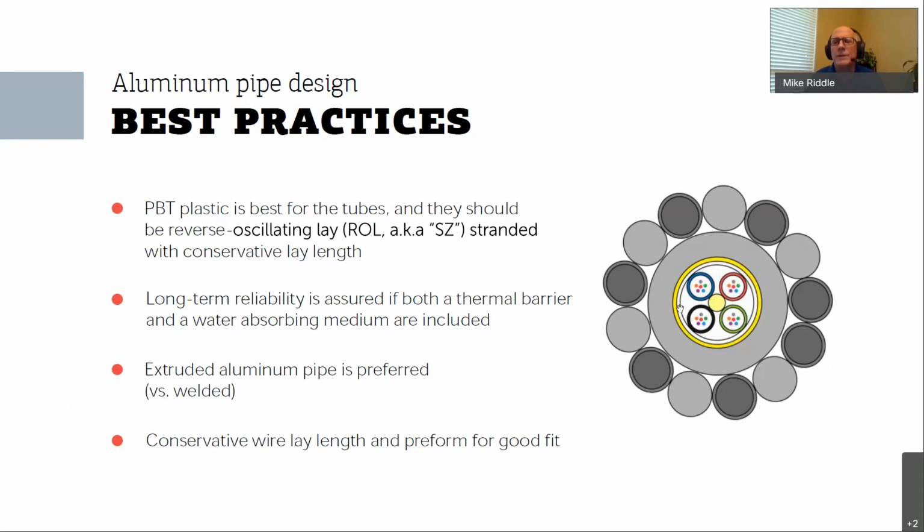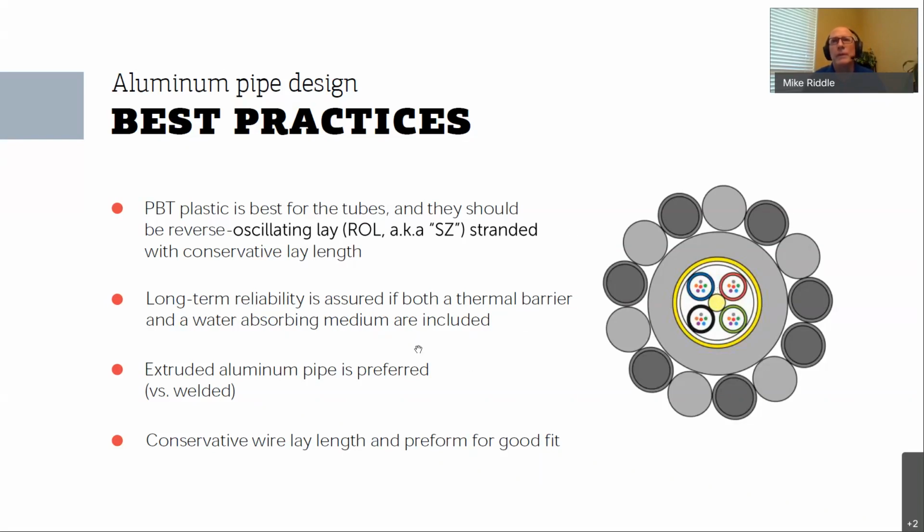We also include both a thermal barrier and a water barrier. The thermal barrier should be obvious. The cable will heat up if there's a fault or if there's a lightning strike. That helps protect your optical unit in the center of the cable.